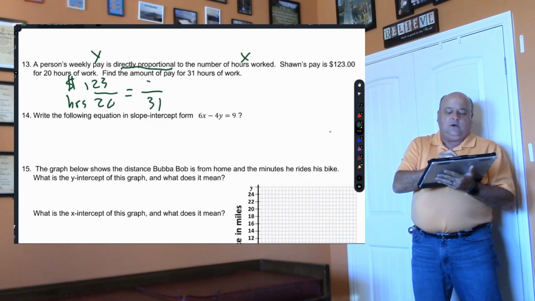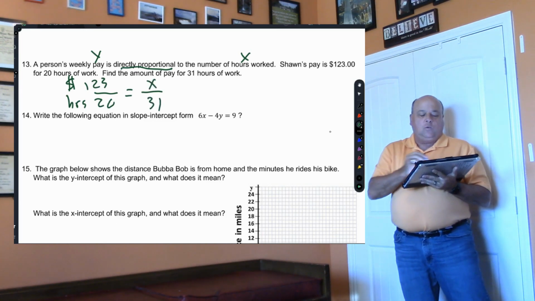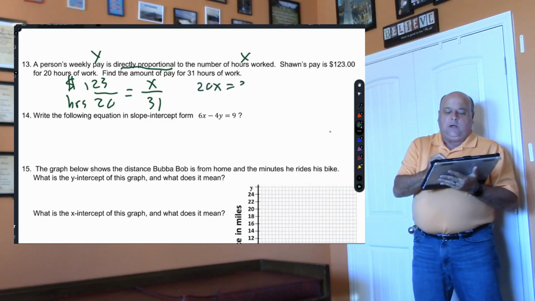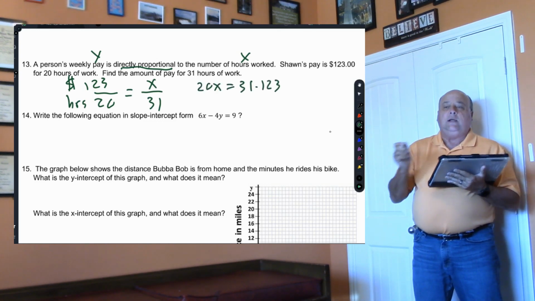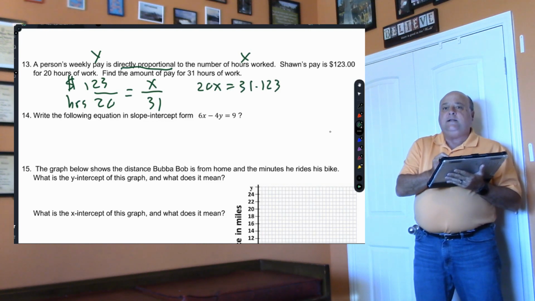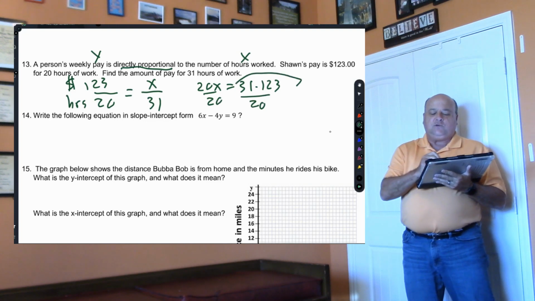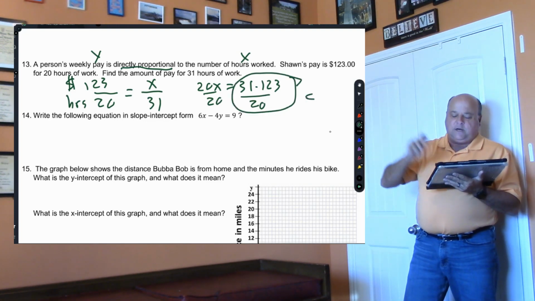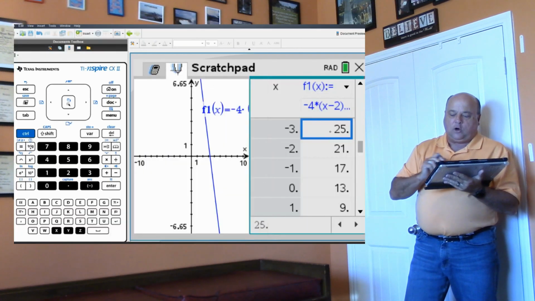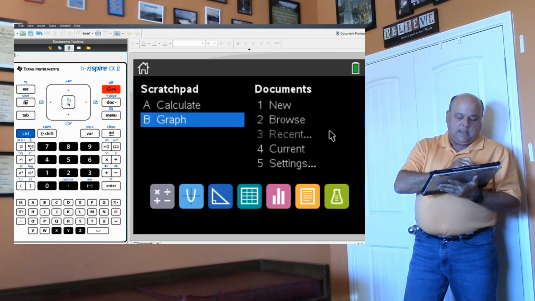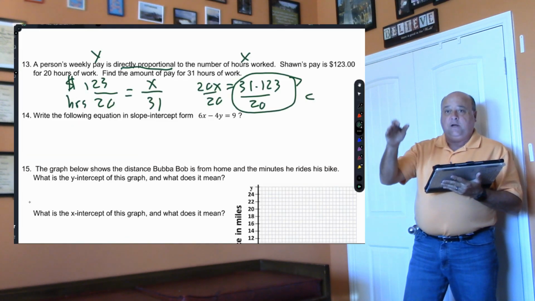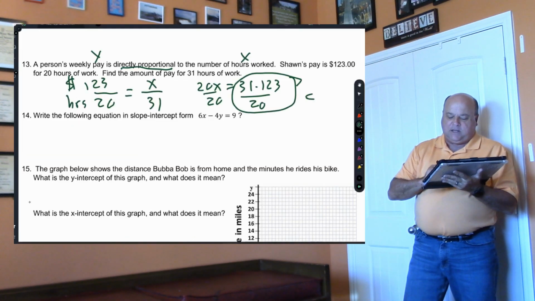You'll put 31 here and put an X, won't you? So we're going to do 20 times X equals 31 times 123. So we got to do 31 times 123 and divide that by 20, right? So this right here is going to give us our answer. 31 times 123 divided by 20. So I'm going to go to my calculator, hit home, A to calculate. Let me go back and see the problem again. 31 times 123 divided by 20.